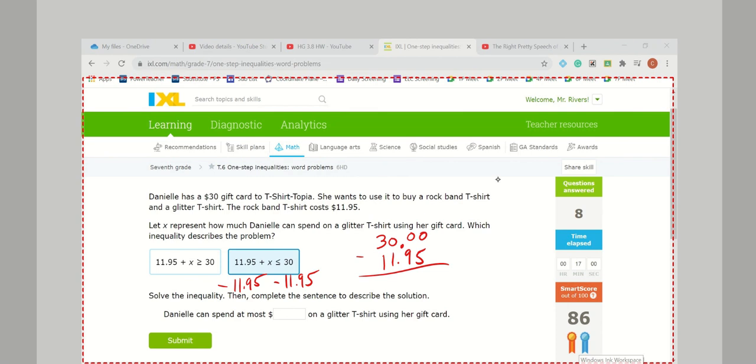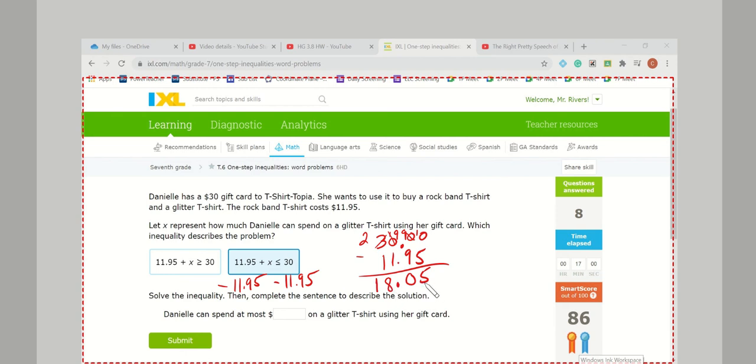So we borrow from here. That gives you a 2. This becomes a 10. We have to borrow from there. That becomes a 9. This becomes a 10. We have to borrow from here. That becomes a 9. And this becomes a 10. So 10 minus 5 is 5. 9 minus 9 is 0. Decimal. 9 minus 1 is 8. 2 minus 1 is 1.